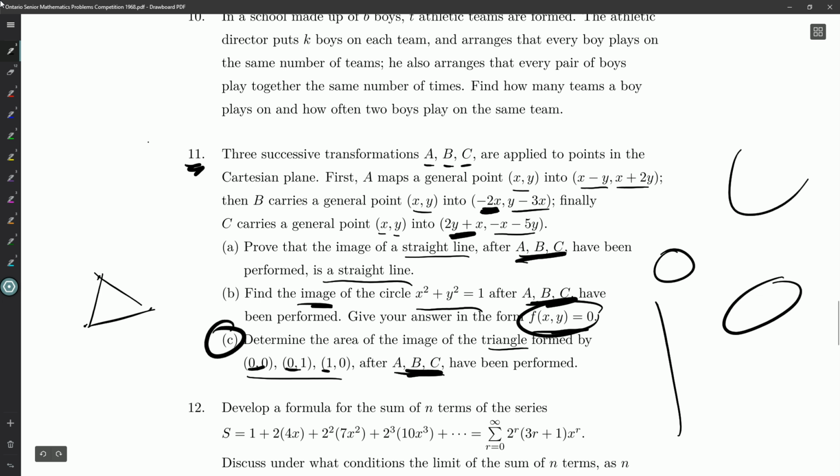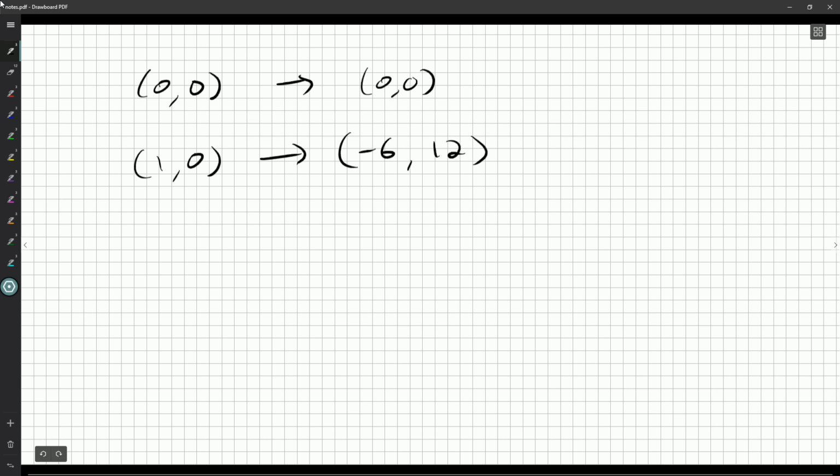Determine the area of the image of this triangle. So 0, 0, 0, 1, 1, 0. This won't be bad at all, hoping. So 0, 0 gets sent to 0, 0. 1, 0, you just need to pay attention to the x's. It's minus 6 and 12. And 0, 1, the only thing that's non-zero is the y value, so that'll be 12y and minus 27y. So we get a new triangle.